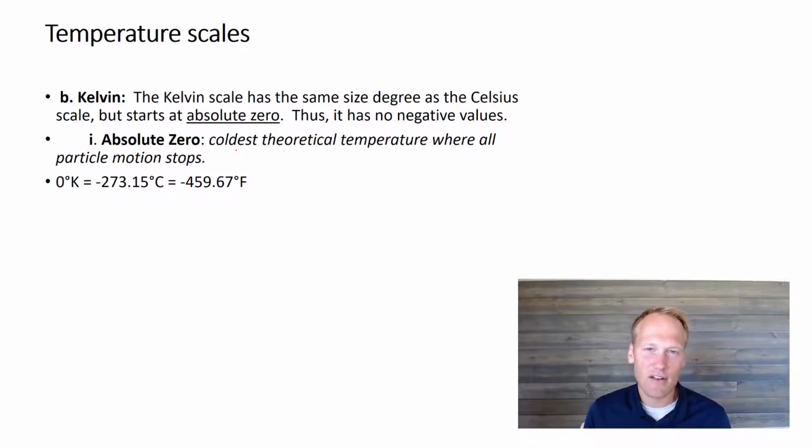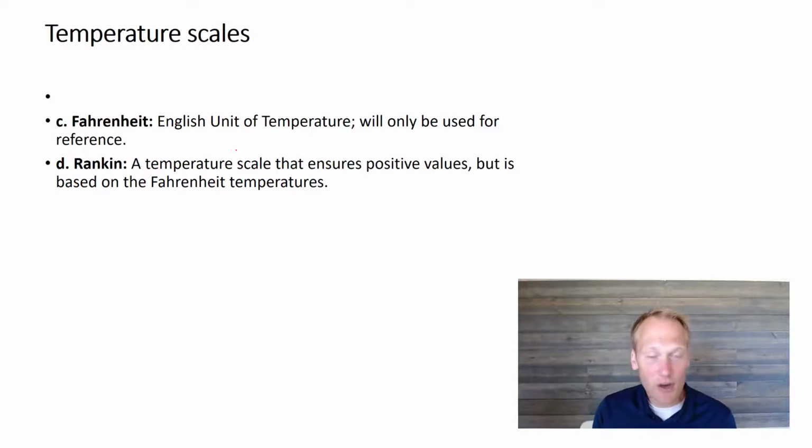Absolute zero on the Kelvin scale is 0, and therefore everything is positive, which mathematically that's important sometimes. There are two lesser known or lesser familiar temperature scales. The one is very familiar to you because it's what we use here in the US. That's the Fahrenheit scale. There's also a Rankine scale, which is based on Fahrenheit, but it does not have negative values. So it basically scales everything up so everything is a positive number.